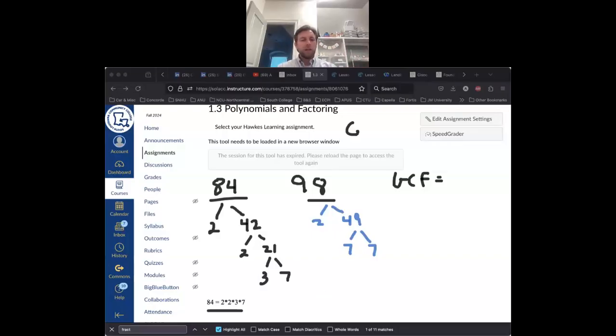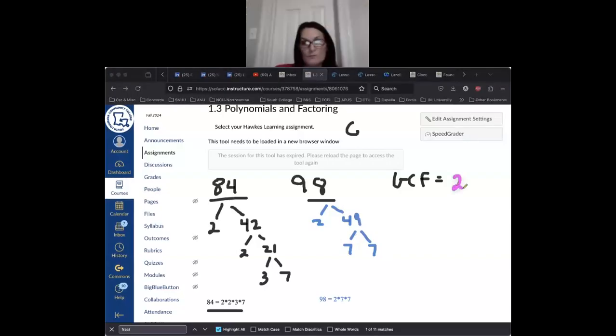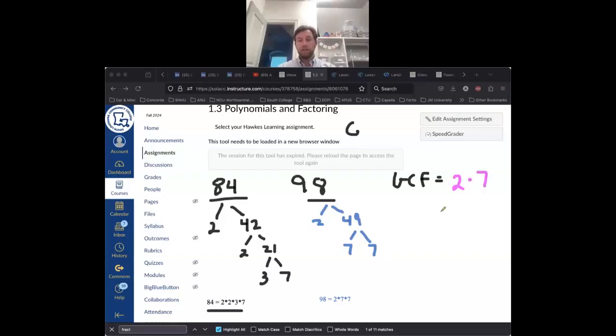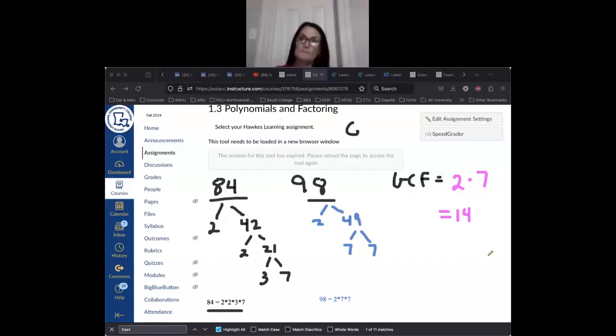So this one here, 98 becomes 2 times 2 times 2 times 7 times 7. So how are we going to build the GCF then? Well, you find what's common. So what's common? 2. 1, 2. 1, 2, and what? 1, 7. And 1, 7. That's it. So the GCF just happens to be a lowly 14.